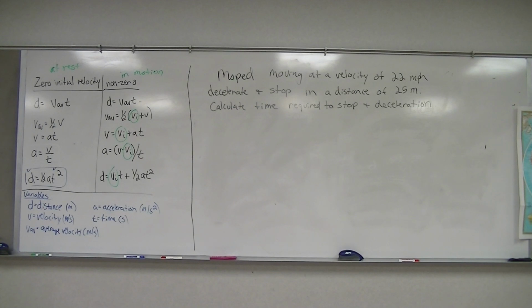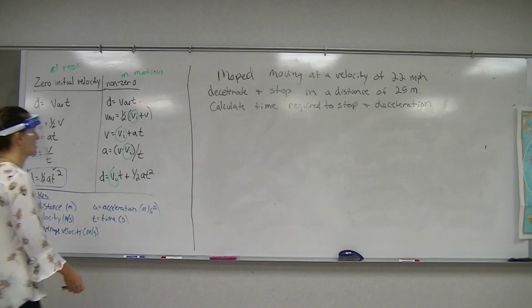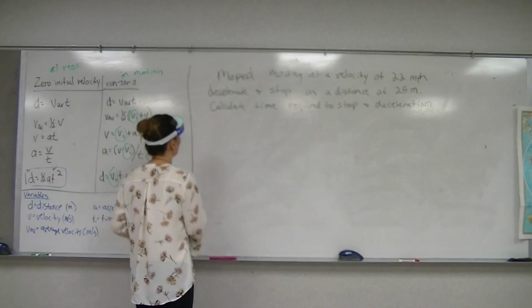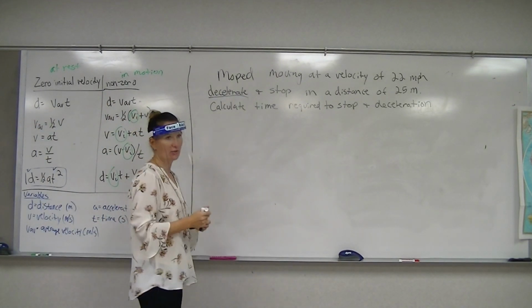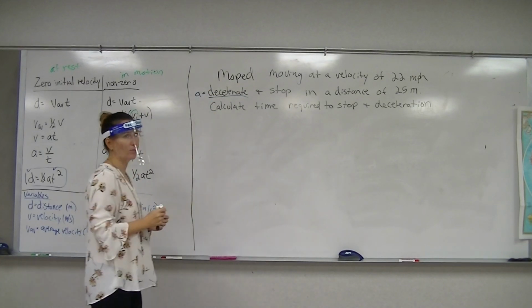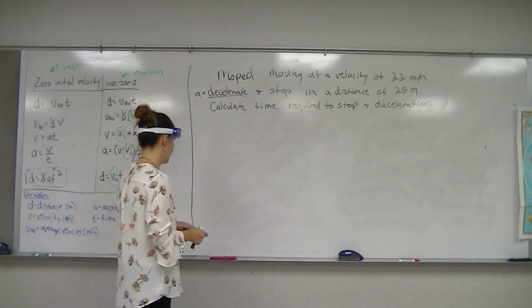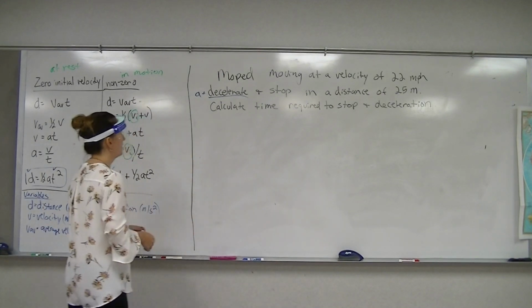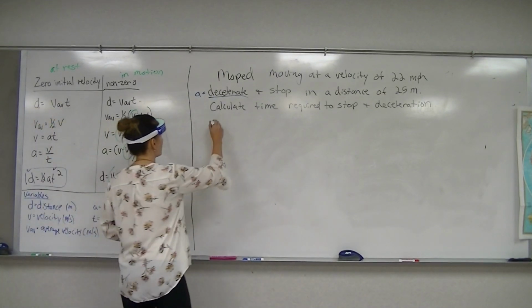So we see a word that we haven't seen yet, and that word is deceleration. And all deceleration is, it's the same thing as acceleration. It's just we use the word decelerate when the object's slowing down versus speeding up. Okay, so this is still going to be our a variable. Okay, start with our knowns and unknowns.